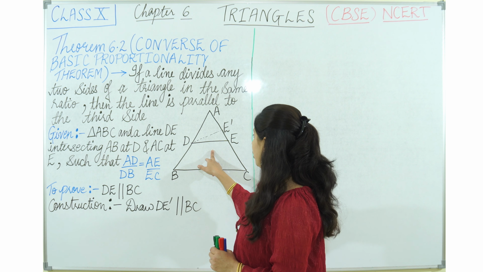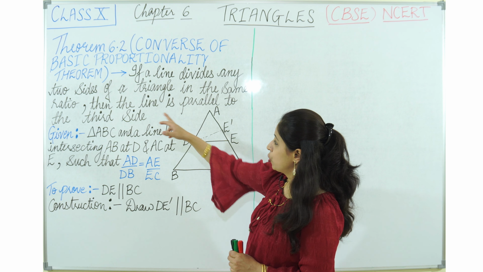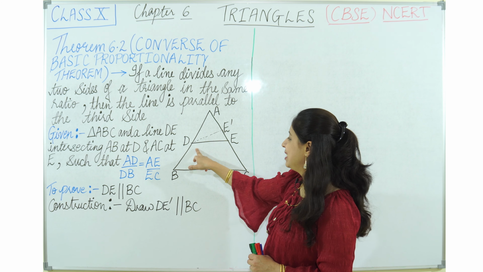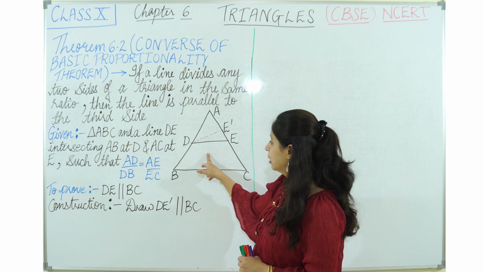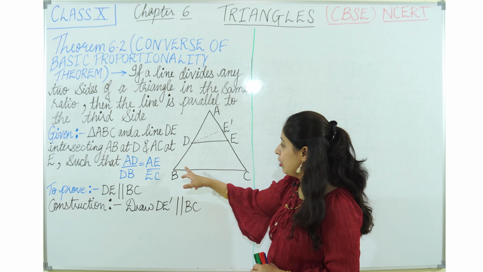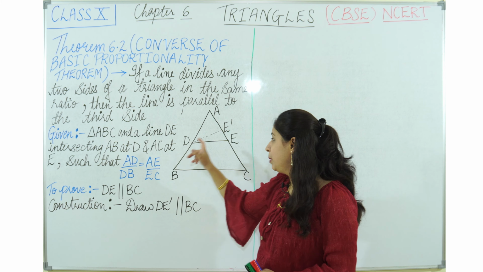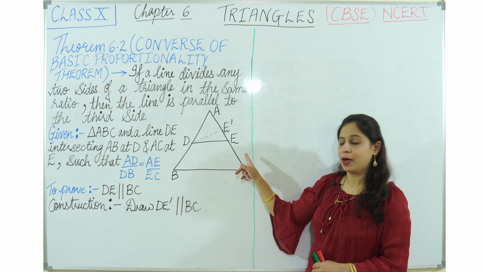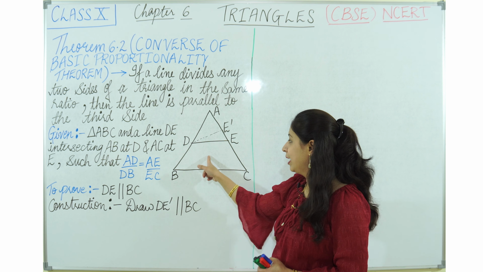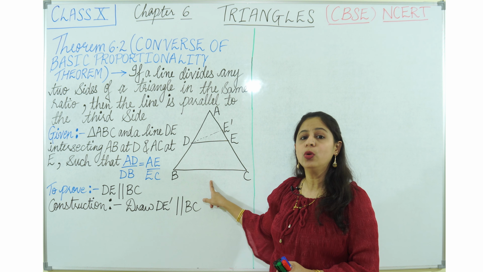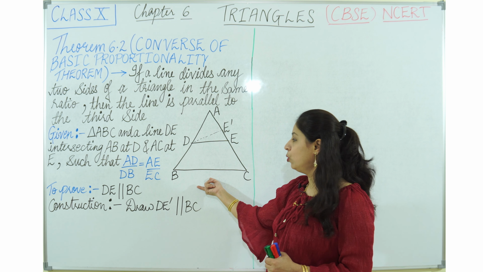Here it is saying that the line divides any two sides of the triangle. That means DE is dividing two sides of the triangle in the same ratio. It is given to us that AD upon DB is equal to AE upon EC. Then when the ratio is the same, DE is surely parallel to BC. So we need to prove that DE is parallel to BC.